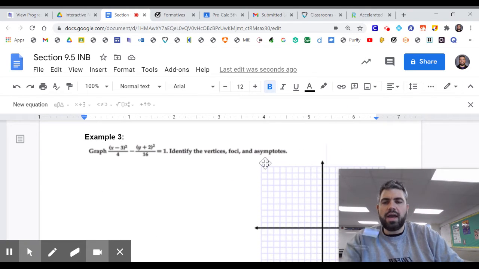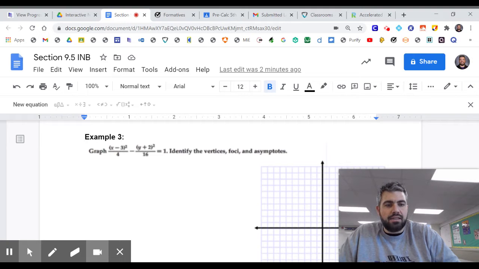So it says graph this hyperbola, which is (x minus 3) squared over 4 minus (y plus 2) squared over 16 equals 1. Okay, so what are they exactly telling us? Well, first off, they're telling us what a is. a is 2. And they're telling us what b is. It's the square root of 16, which is 4.